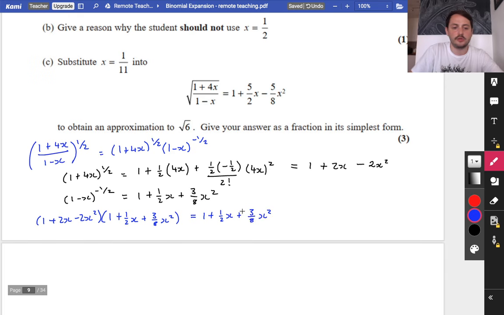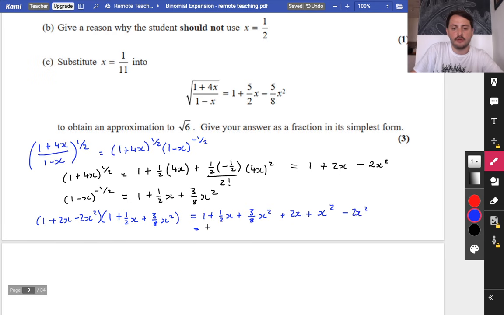Now I'm going to multiply by the 2x, so I'm going to get plus 2x, and then these multiplied together is just going to be plus x squared, and then I can ignore the next bit because it's going to give me a cubic, and then the only one that's going to give me a squared here is these ones. The rest are going to give me cubics and quartics. So these things give me just minus 2x squared.